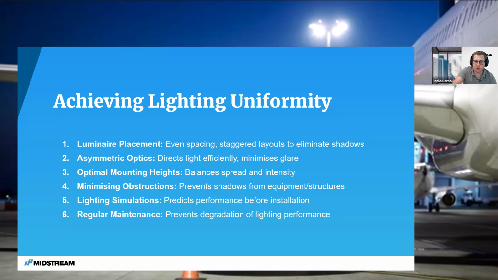Now, that would go also for planes, but for example, the ICAO indication of the 20 lux is already taken into account that there will be a plane on the stand. And so the calculation is done on an empty apron, knowing that when there is a plane, the level on the ground will be lower.